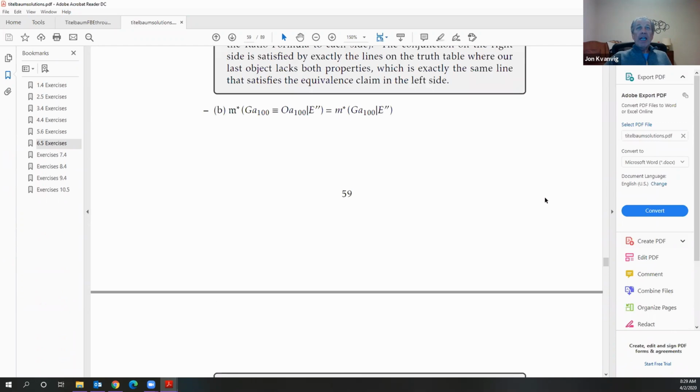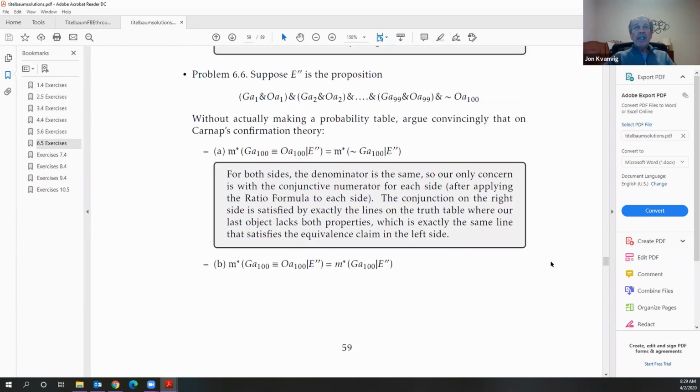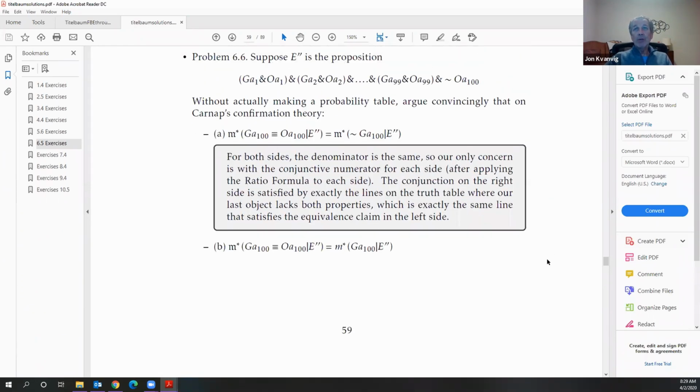All right, let's go to A and B. I think A is easier to see, and then B, once we see how A works, we'll see that too. For both sides, we have a conditional probability, and by the ratio formula, that gives us the conjunction of this equivalence claim together with E double prime, and the conjunction of this lack of property G together with the evidence claim, both divided by the same number. So the denominator just drops out of the picture here. So let's ignore that. The only thing we'll think about is the conjunction.